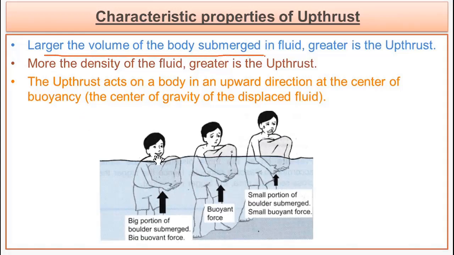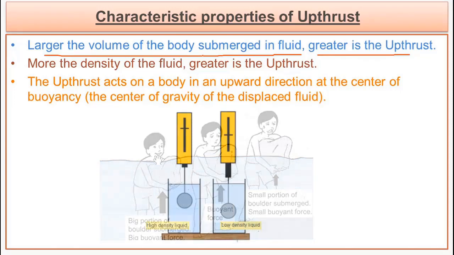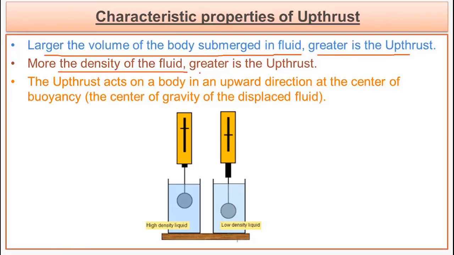Now let's understand the characteristic properties of upthrust. The larger the volume of the body submerged in a fluid, the greater is the amount of upthrust. It means the more the volume of the object is immersed in the liquid, the more buoyant force the body gets, whereas less in contact means a lesser amount of buoyant force. The more the density of the fluid, the greater is the upthrust. You can understand this with the same property we discussed in liquid pressure. As we know, liquid pressure is directly proportional to the density of the liquid.